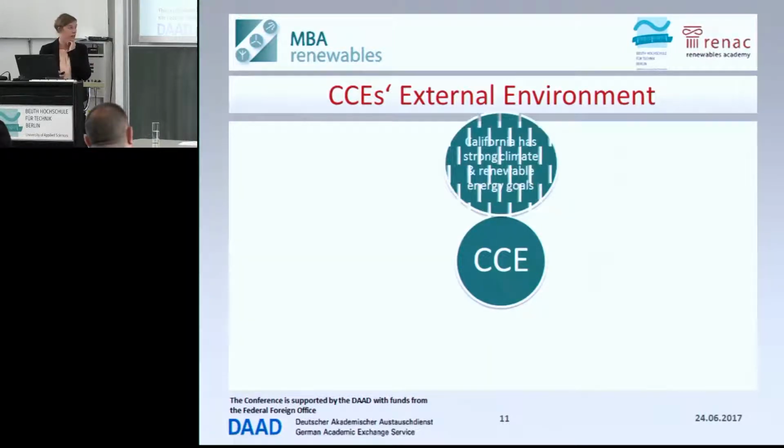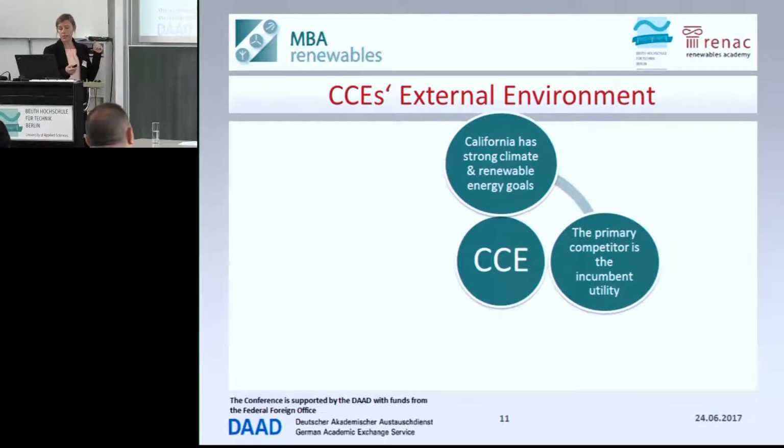Research main findings. California external environment, or CCE external environment. California has strong climate and renewable energy goals. The primary competitor is the incumbent utility, because in California there is still a monopoly of the electricity, and 70–75% is done by utilities, and then we have 25–30% by the municipality, muni utilities.